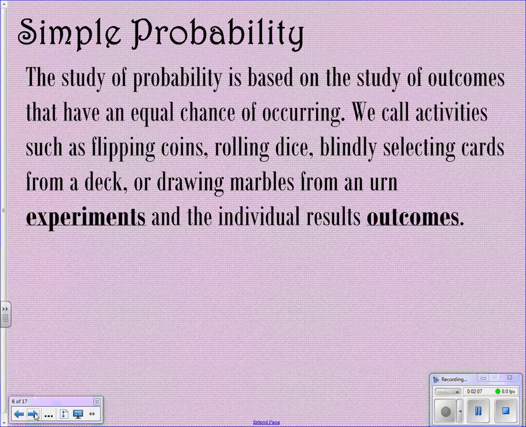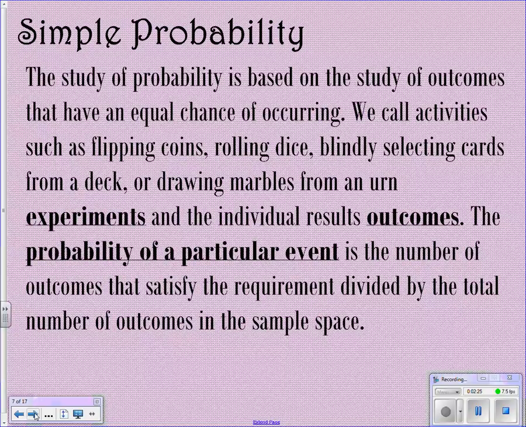You have a 1 out of 6 chance when you're rolling a dice of getting any of the 6. You have a 1 out of 52 chance of selecting any card from a deck of cards. And then for a marble, you're going to pick 1 out of however many you have. That's the probability of getting a specific marble. The probability of a particular event is the number of outcomes that satisfy the requirement divided by the total number of outcomes in the sample space. So when you're looking at probability of a particular event, you're going to take the ones that satisfy the requirement they give you and divide it by the total outcomes that you have.